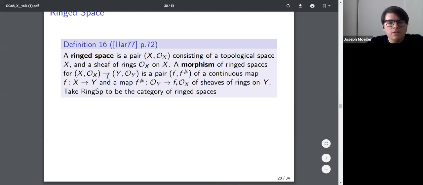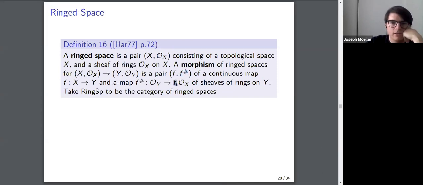To get the category of these, the morphisms have this funny-looking form where you can have two different spaces and a sheaf on each of them, and the maps between these two things are going to be a map of the topological spaces, and then a map of sheaves, but you want sheaves on the same space. So you're going to pull back the X sheaf to Y, or direct image it to Y, and then you can have a map of Y-based sheaves.